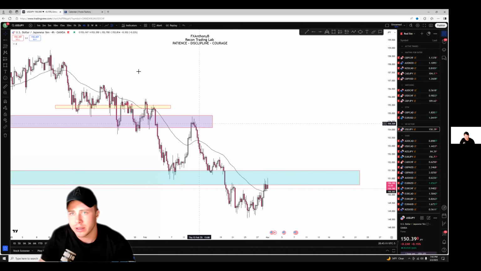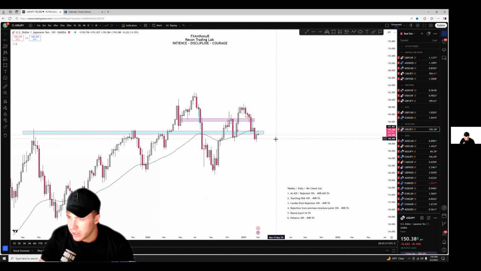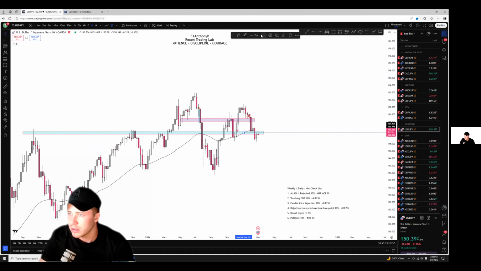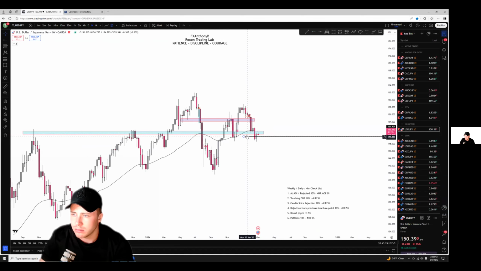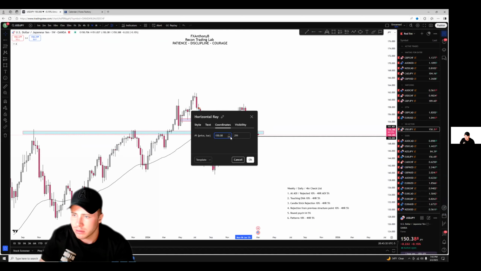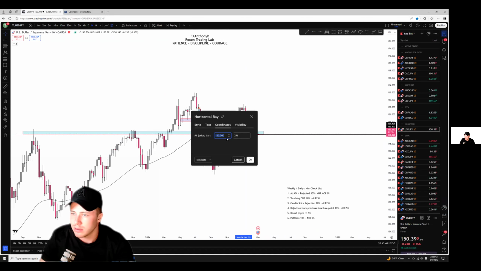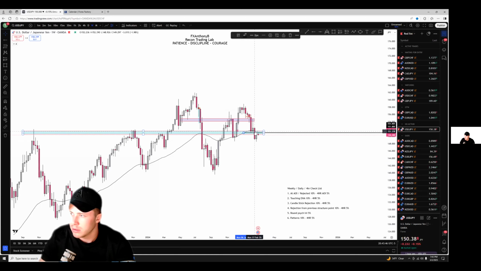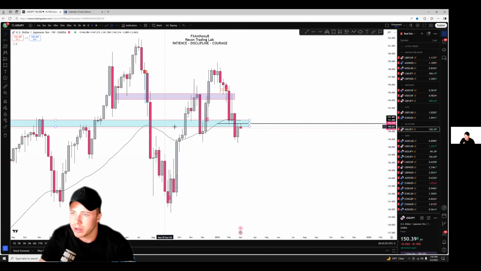USD JPY. All right, left head, right shoulder, at a weekly area of interest. Is there a round psych in there? There is a round psych. Well, actually, we can go to that one too. A lot of round psychological levels in there. It's a JPY pair, that's why.